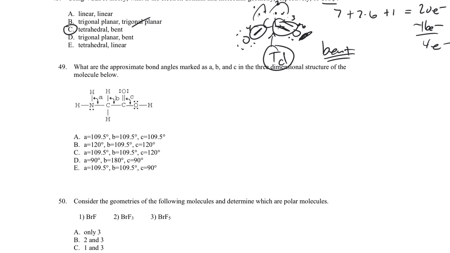49, approximate bond angles. Well, let's start with C first. This is trigonal planar, so this would be about 120 degrees. That one for C is sp2, by the way, in terms of the hybridization, if we were asked about that. B is tetrahedral, sp3, close to 109.5. And the same thing for A. A is also tetrahedral, also sp3, also close to 109.5. So A and B 109.5, C 120. Looks like answer C.